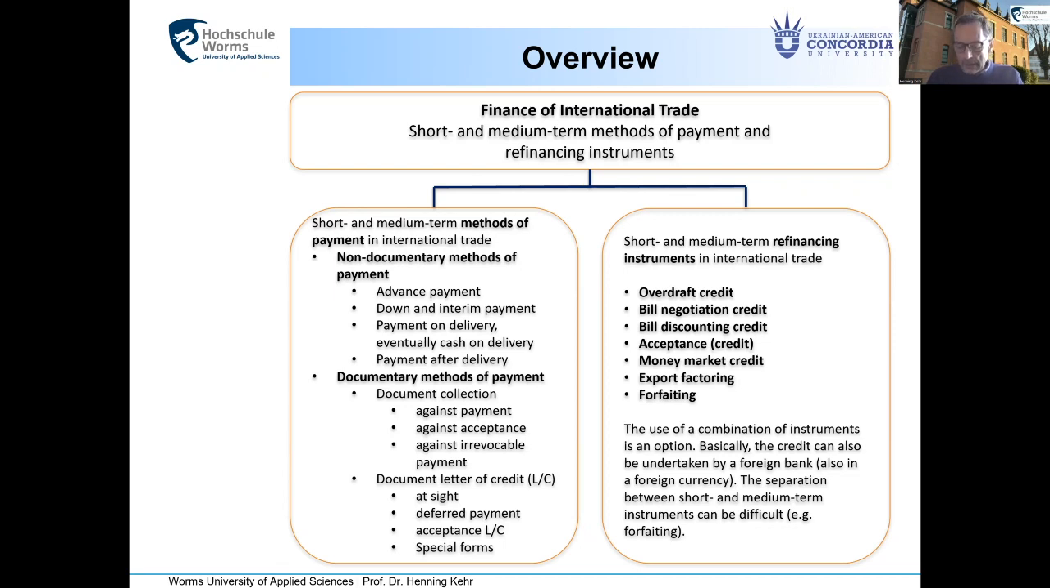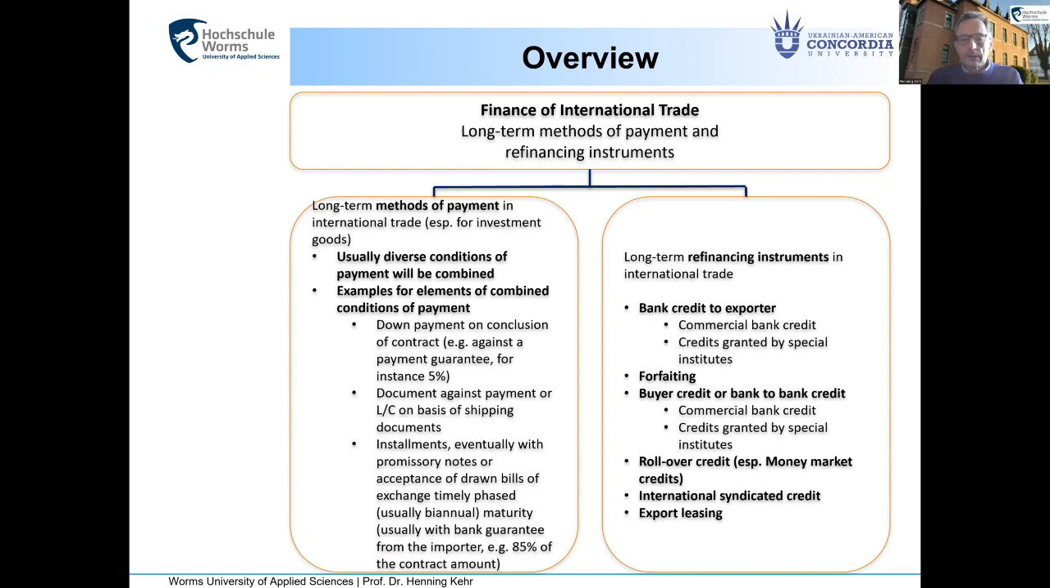That's just an overview. Even if we will concentrate in the first part on short-term finance, here are some aspects of the long-term financing so that you have an impression why it is so different, and that we will do in a separate part. See here, particularly on the right hand, forfeiting, rollover credit, leasing, and others. And therefore, we will do that in a separate way.